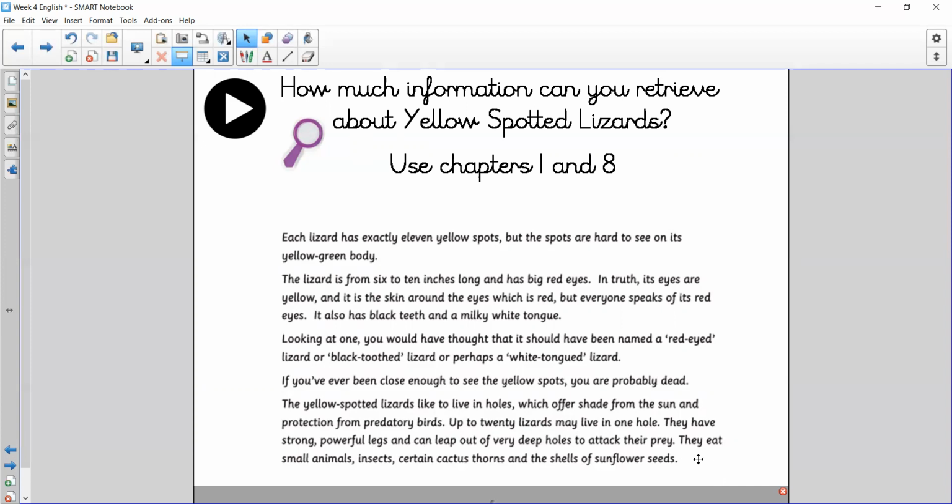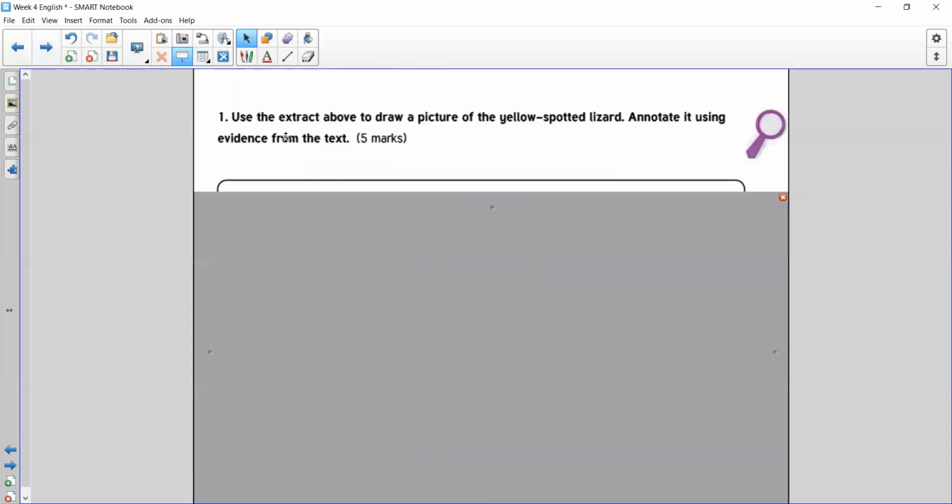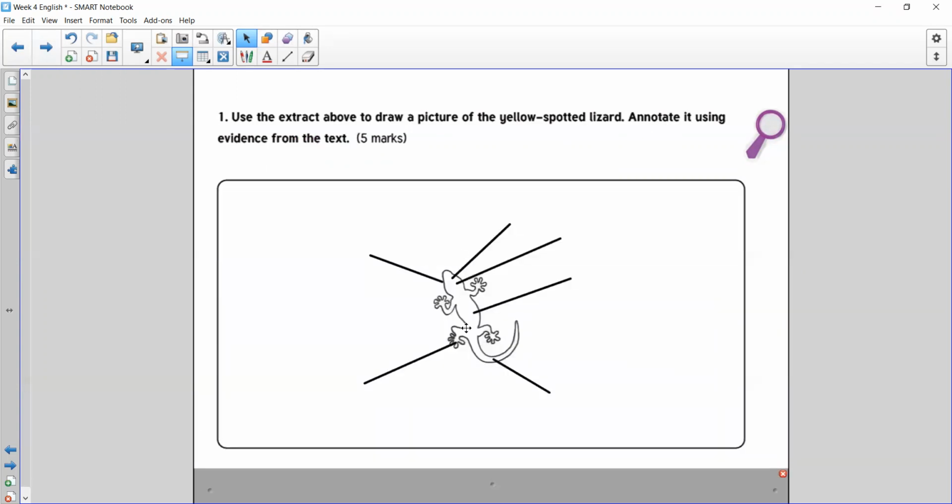So your first task, inside your book, using that information: I want you to draw a picture of a yellow-spotted lizard and annotate it using evidence from the text. Annotate means you draw your yellow-spotted lizard, and obviously yours is going to be a lot more detailed than mine. Mine's just an outline, but you're then going to colour it in, and point to specific things on that lizard and label them. So it might be, for instance, that they have red eyes, so you point towards the eye and then write red eye.